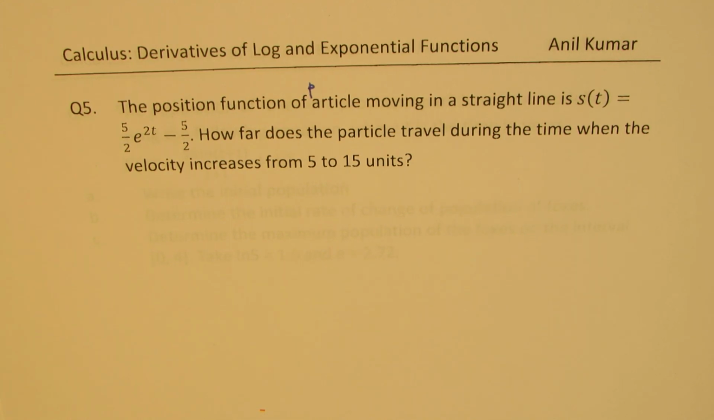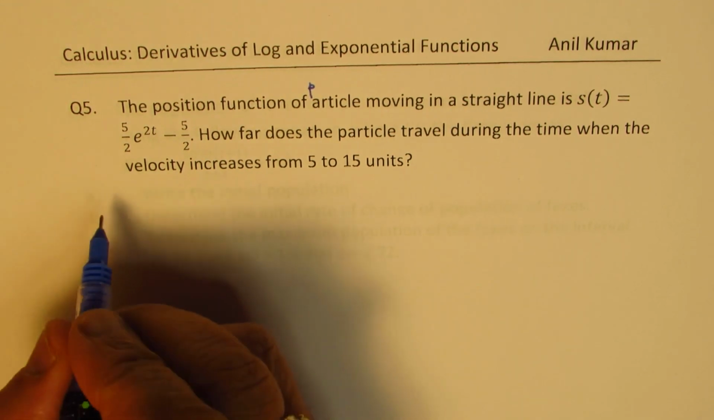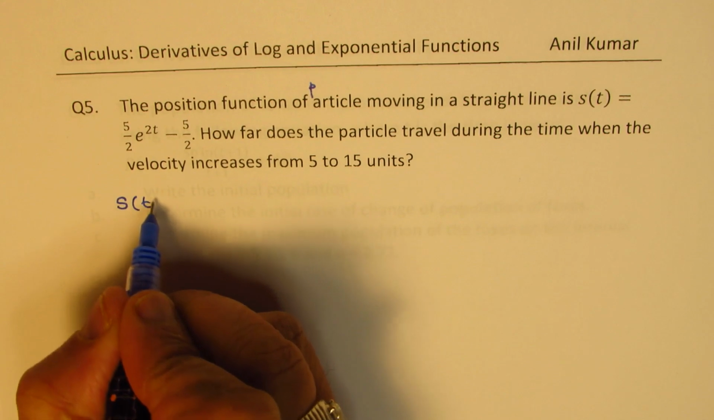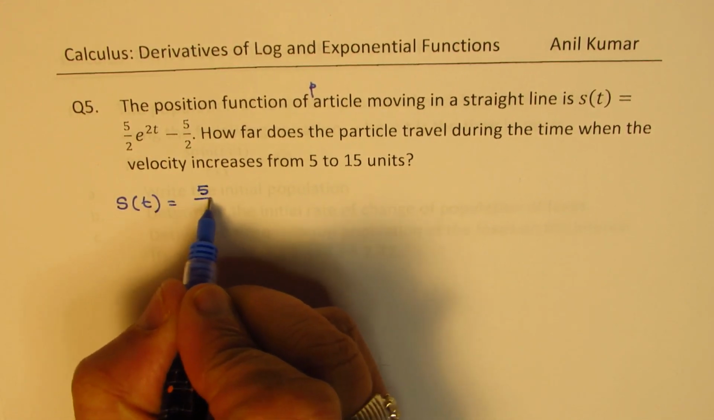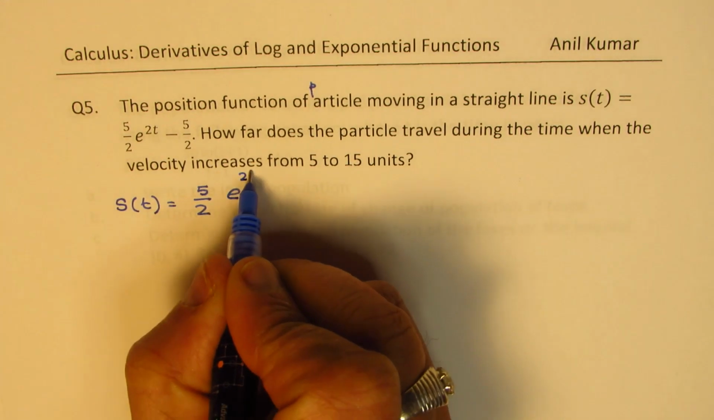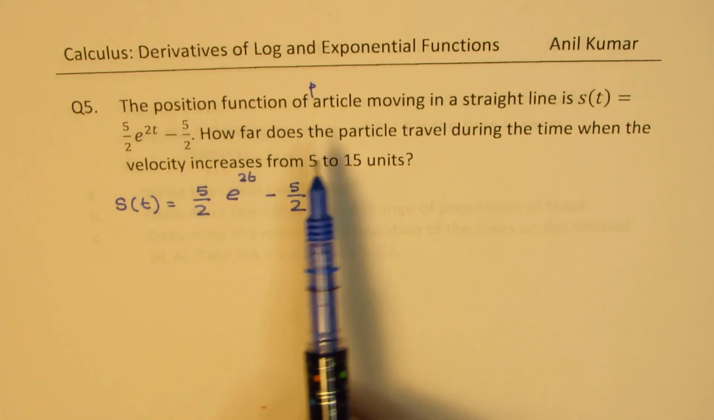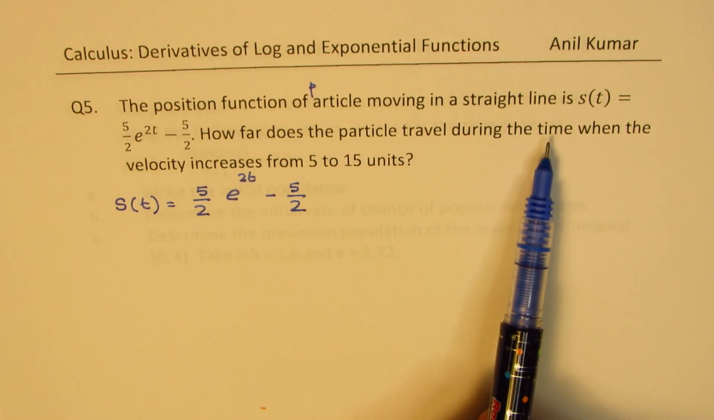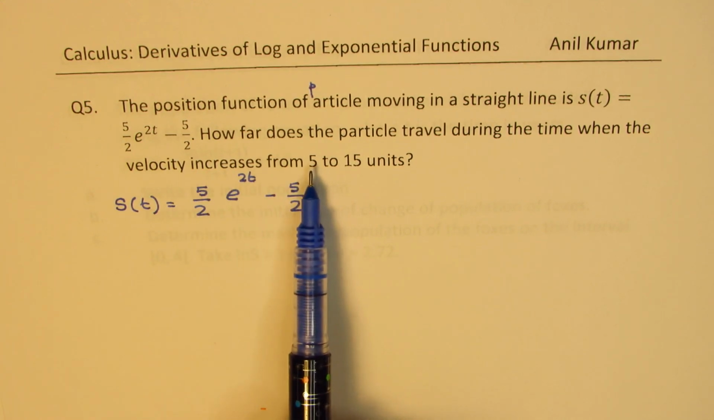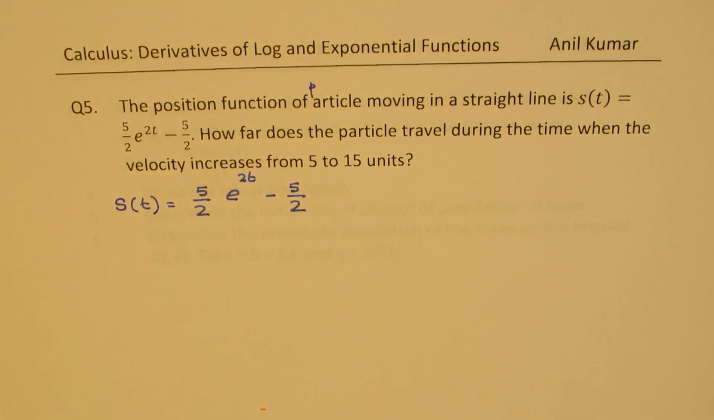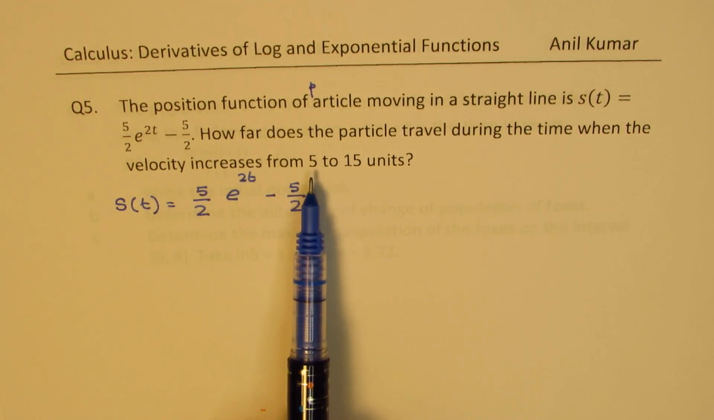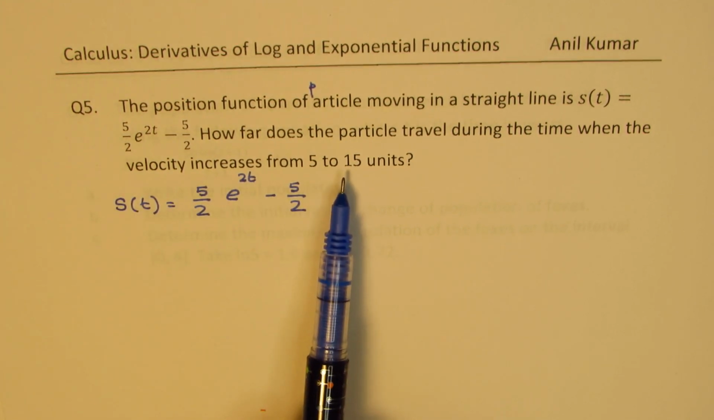It seems to be a simple question, but it's one of the most difficult questions which I've come across. It's kind of unique also. What we are given here is displacement s of t is equal to 5 over 2 e to the power of 2t minus 5 over 2. We need to find how far the particle travels during the time when the velocity increases from 5 to 15 units. So first thing is we need to find what was the time when the velocity was 5 and what was the time when the velocity was 15.